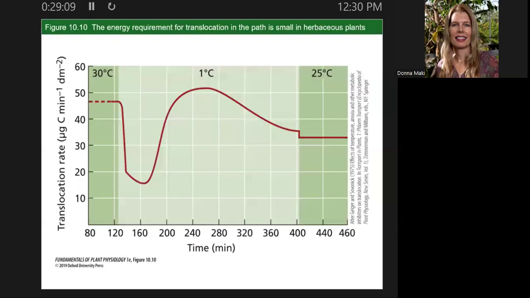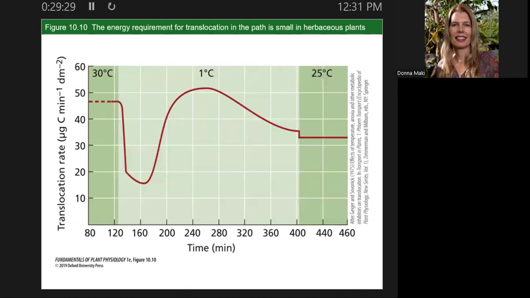Yeah, so then they were looking at ATP. They're like, hey, does the plant have to expend energy? Which would be rather a bummer if it did, because that would be a lot of energy that it would have to expend in order to get sugar movement.